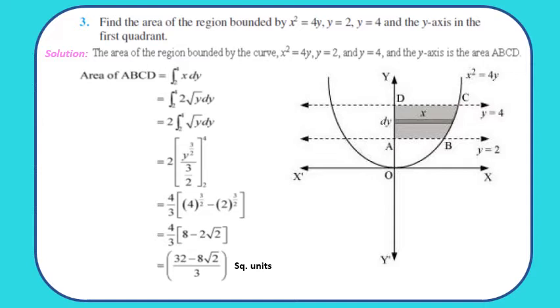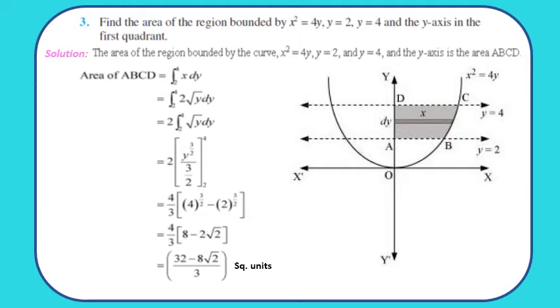y equals 2 is a line parallel to the x-axis and y equals 4 is also a line parallel to the x-axis. We need to find the area between these two lines, the y-axis and the curve. So what is our required area? A, B, C, D, as you can see in the figure. So we have area of ABCD equals integral 2 to 4, since y goes from 2 to 4, x dy, following the formula.